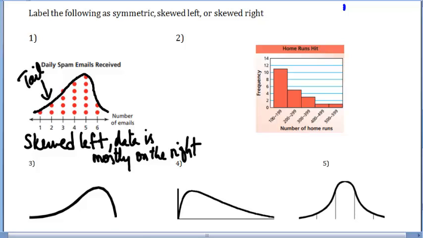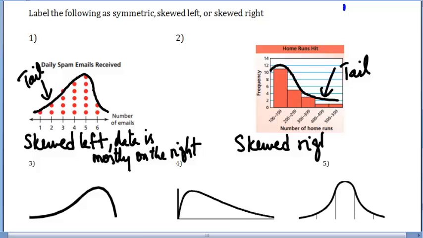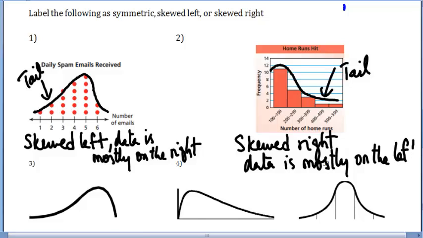Let's take a look at another one. In this case, this is the sort of bell curve. This is the tail. So this is skewed right, because remember, the tail is on the right, so it's skewed right, and data is mostly distributed on the left. That's what we're talking about. All right, go ahead and finish the rest, and I will see you next class.